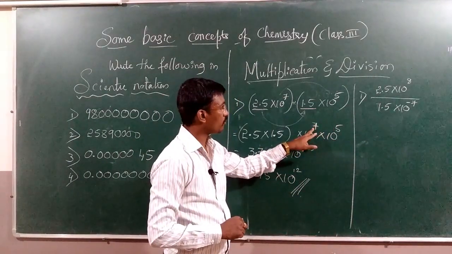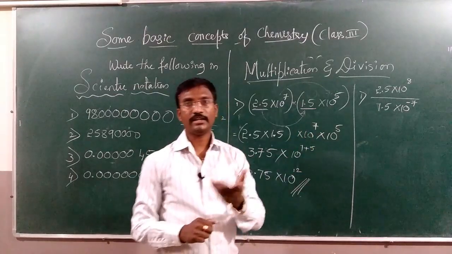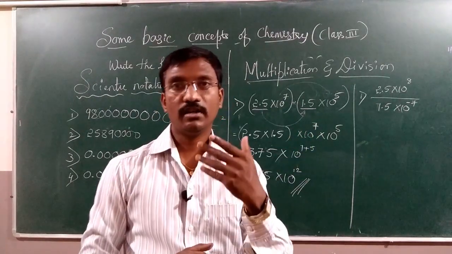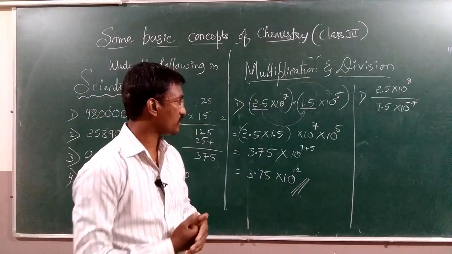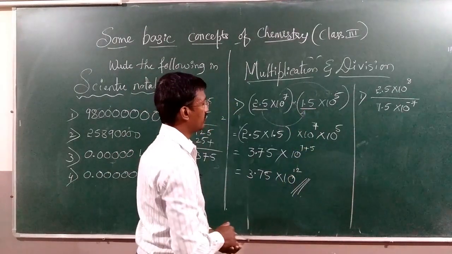If the greater number is positive, you have to put the sign positive. If the greater number is having the negative, you have to put the number as negative. We will come to that in the next one.